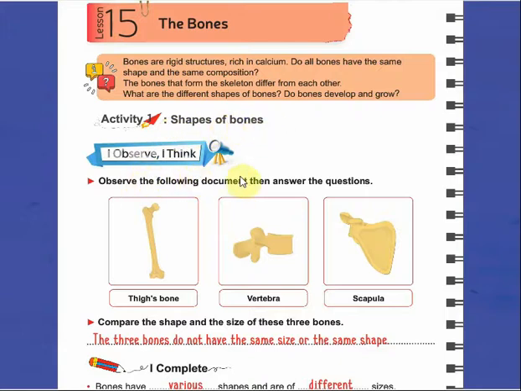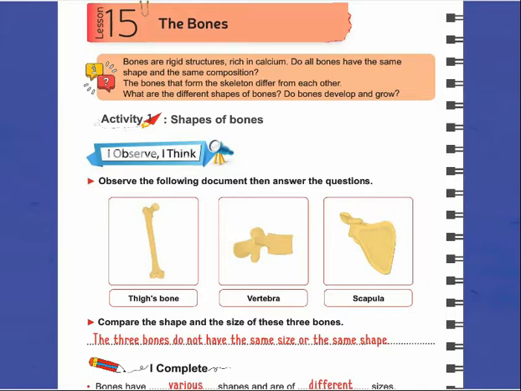In activity 1, we have shapes of bones. Observe the following document, then answer the questions. Here we have the thigh bone, vertebra, and scapula. We are going to compare the shape and the size of these three bones. We can say that the three bones don't have the same size or the same shape. أوكي، ما عندهم لا نفس السايز الحجم ولا نفس الشيب يلي هو الشكل.